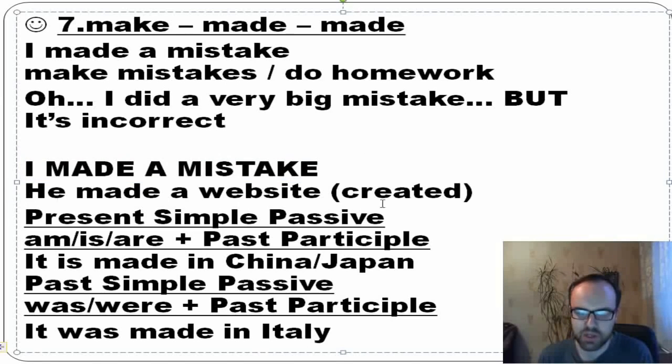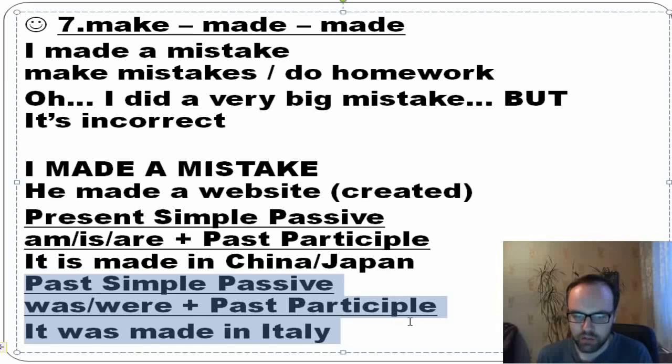Okay, so he made a website. So this verb, make, has the meaning of the verb create, created. He made a website, or he created this website. And some examples with passive voice. So present simple passive. So how do we form it? Am, is, are plus past participle, so we have this example: it is made in China, or it is made in Japan, and past simple passive. So was, were plus past participle. For example, it was made in Italy.